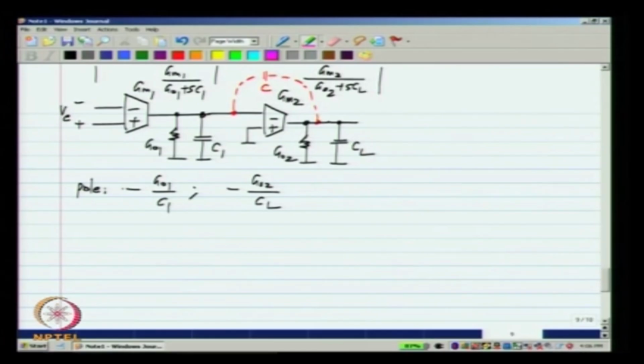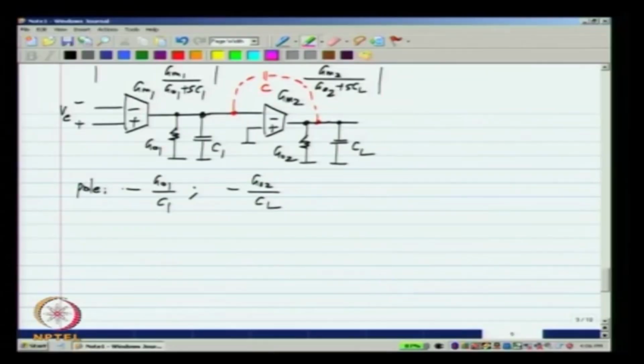We derived the transfer function of this op amp and we saw that the transfer function has 1 zero and 2 poles, and we were trying to make intuitive sense of the pole values that we obtain. And to do that, what we also did was we removed this C and evaluated the pole values, which turns out is very easy to do, GO1 by C1 and GO2 by CL.